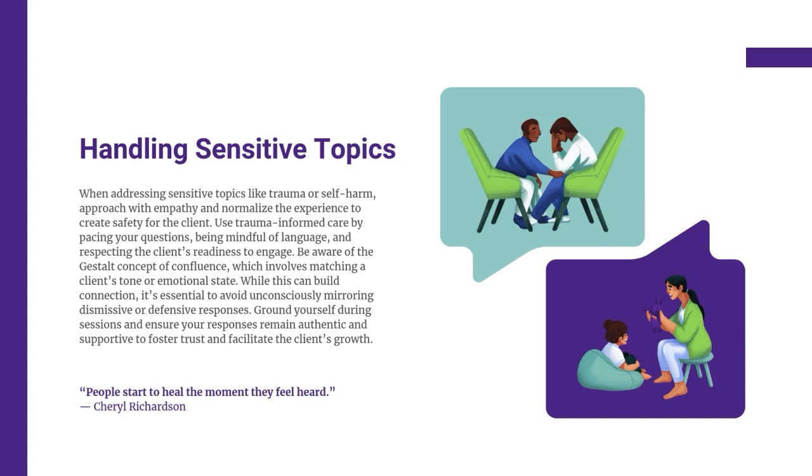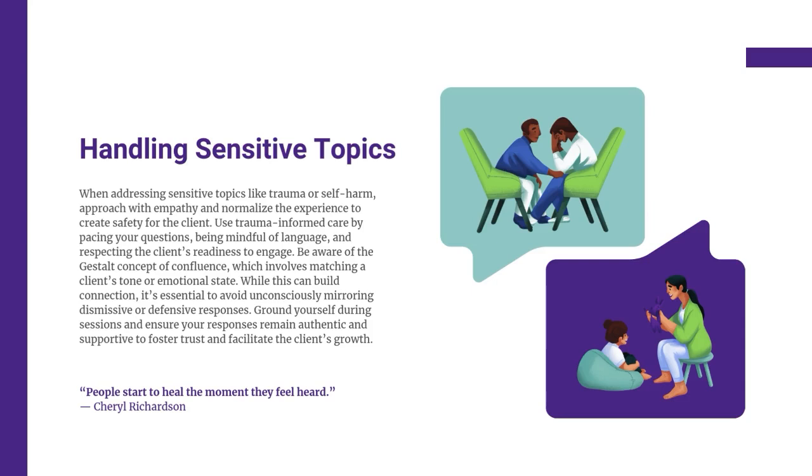And this brings us to a Gestalt concept called confluence, which refers to the blending or merging of boundaries between self and others. In therapy, this often shows up in how we unconsciously match our tone or emotional state to that of the client. Matching a client's tone can foster connection, but it's also important to remain aware of when that blending might become unhelpful.